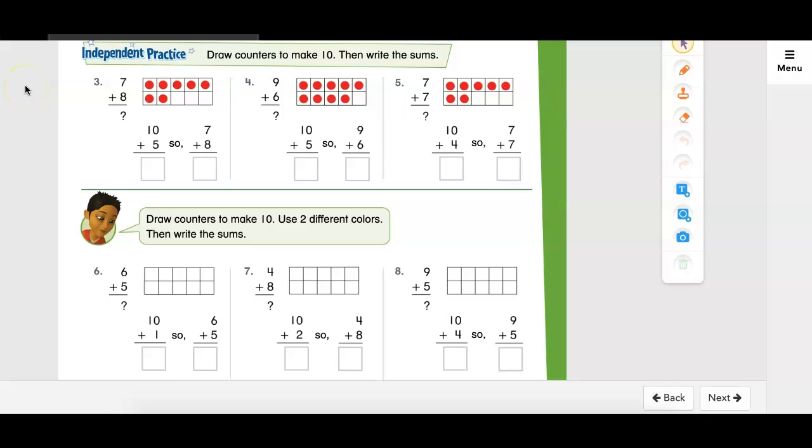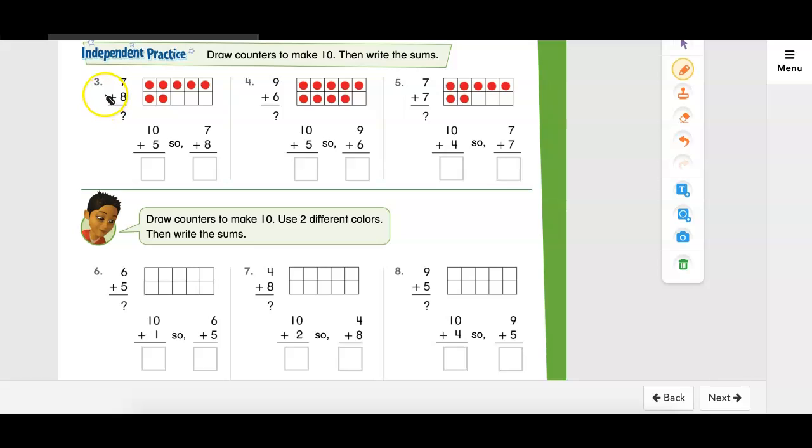Now let's look at our independent practice on page 127. Like we saw on our last page in our guided practice, our sums are the same for each of our answers. So we will do number 3 together just to make sure we feel confident, and then I am going to have you complete the rest of the problems by yourself.